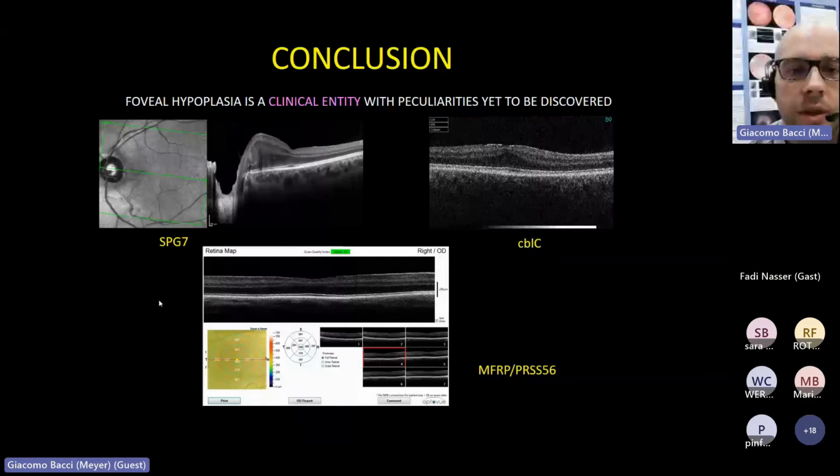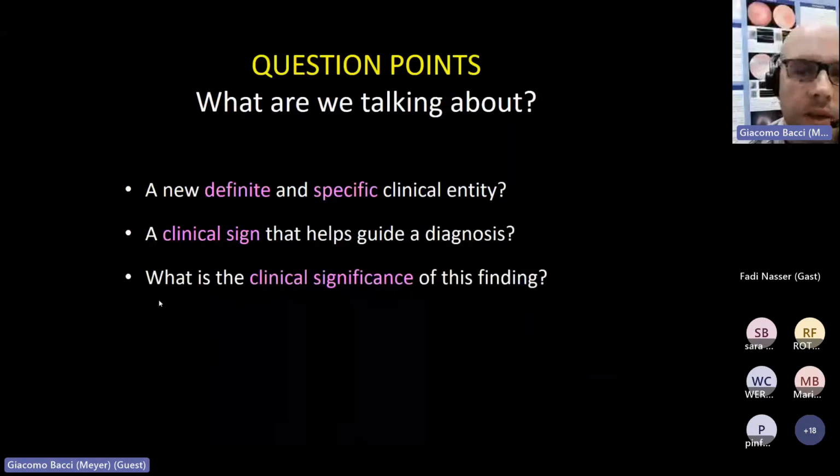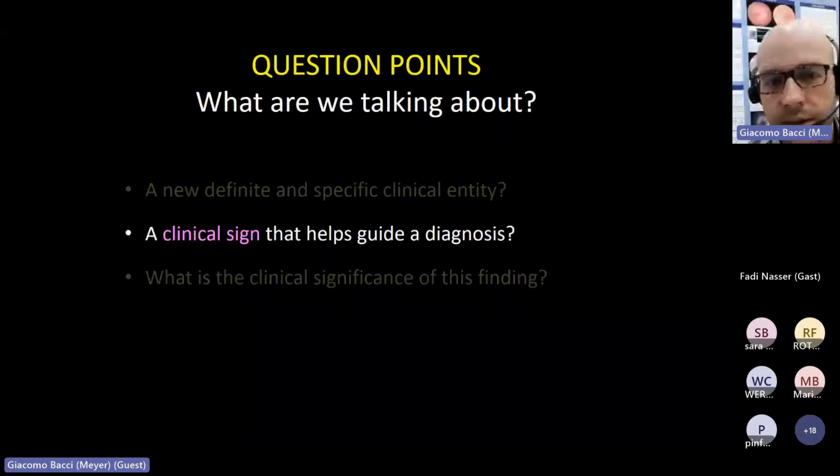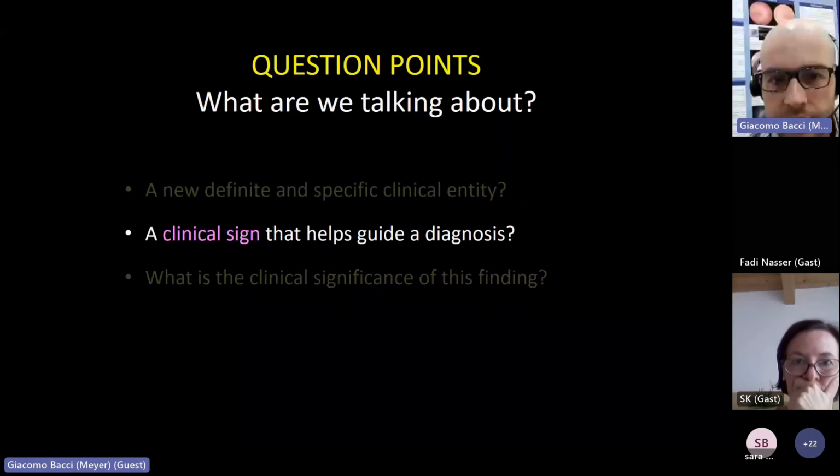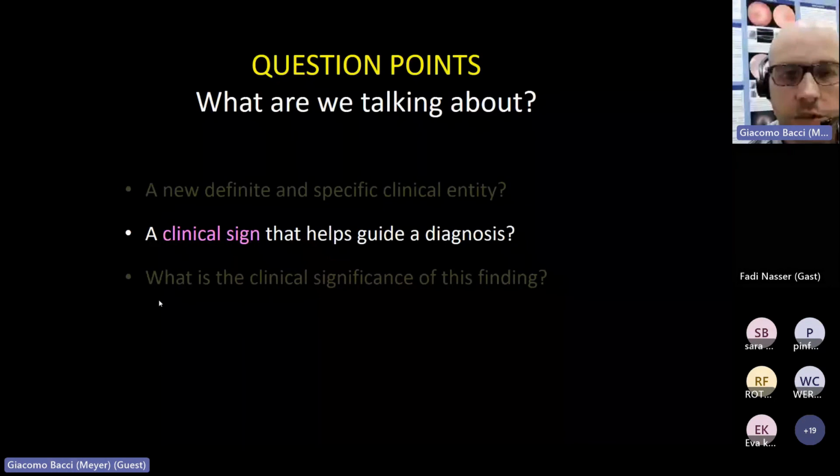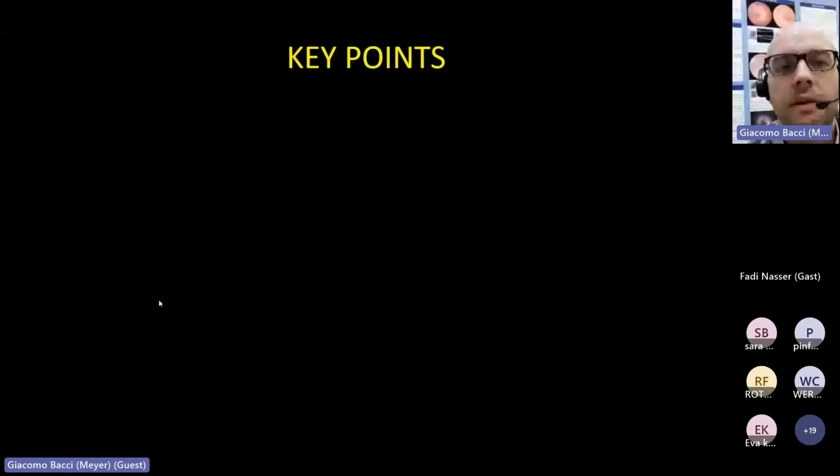And to go back to the first question, we think it is more likely that foveal hypoplasia can be considered a clinical sign that helps to guide the diagnosis, instead of a really new, definite and specific clinical entity. But it is just a thought on what the literature shows until today. I'll leave you with some key points.